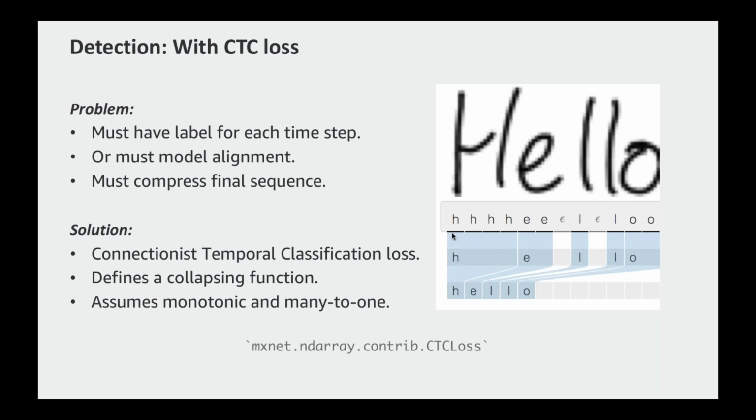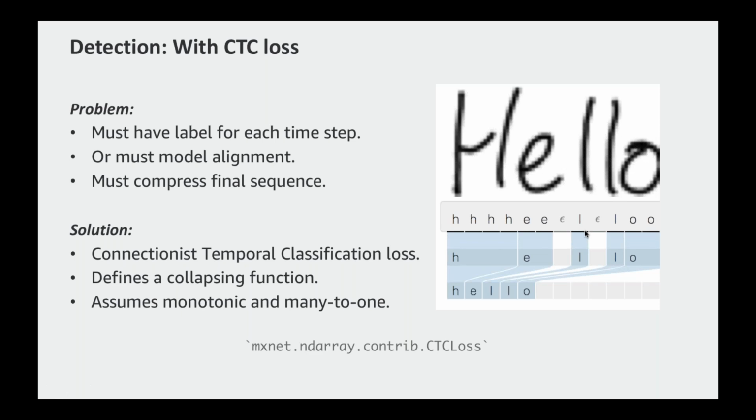And how it does that is it defines a collapsing function. So each of your time steps, each of these slices, is going to be predicted, like I said, H, E, nothing, L, nothing, L, O, O. And this nothing is actually a special character. It's necessary because, for example, when you have double the same token, like the double L, you need to distinguish that from a single L, right? So the collapsing function says if you have repeated characters, then they collapse to a single character. If you have repeated characters but separated by the empty character symbol, then they collapse to two different characters, right? It's like a stop, and then you start again.